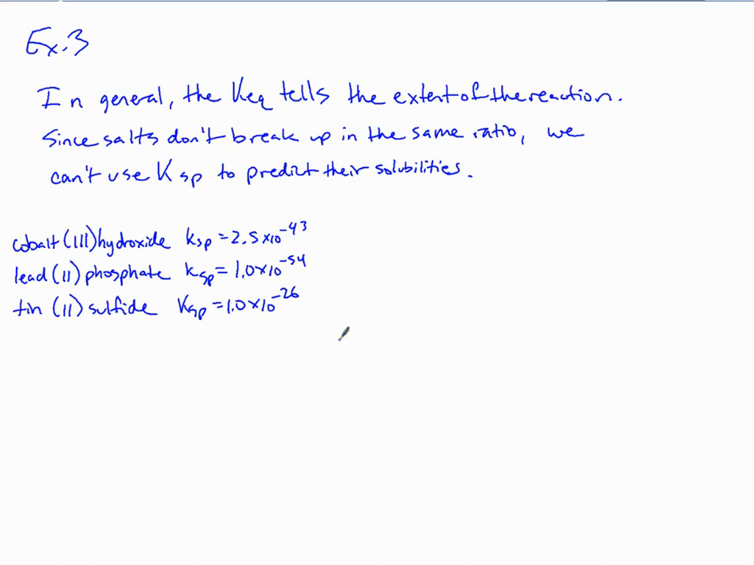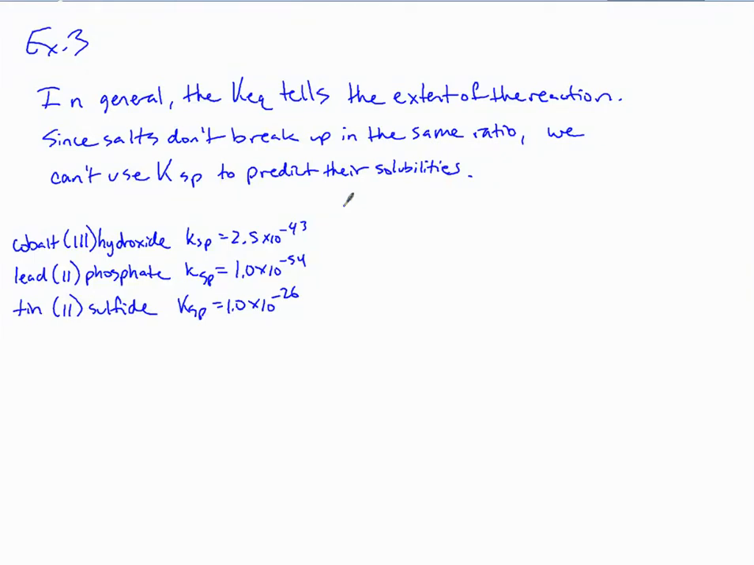Okay, so in general, the KEQ or the KSP will tell us the extent of how far it's going to go. So from a general sense, these KSPs will tell us which one is more soluble than the others, but it's more complicated than that because for solubility, we're actually talking about S. And S has to do with other factors like how many ions are present in each one. And so the KSP and the S are related, but there's an equilibrium expression involved.